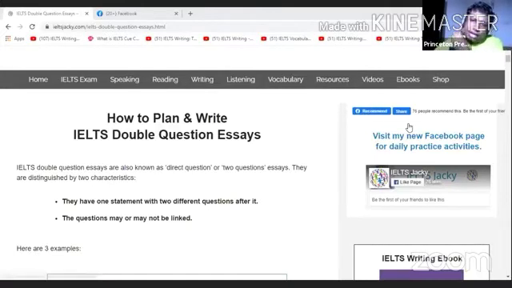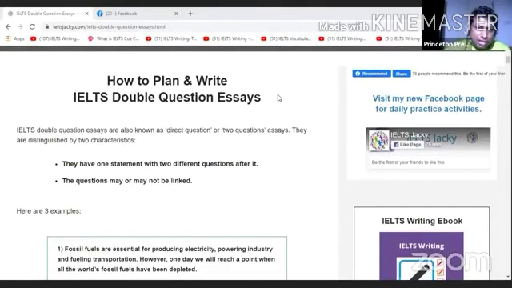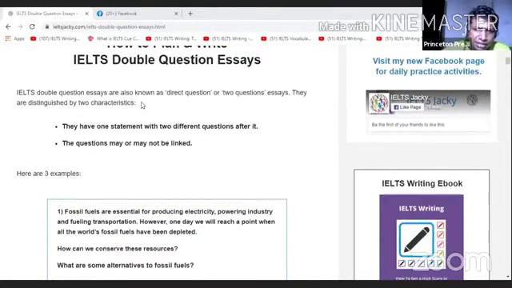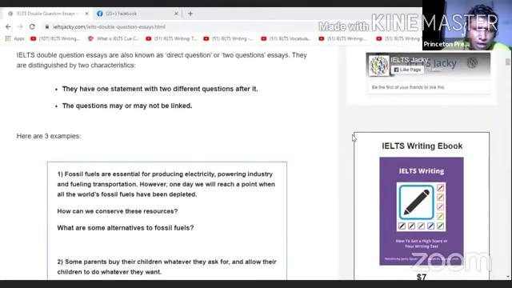Okay, let's read it together and understand how to plan and write this kind of essay, the double question essays. Double question essays are also known as direct question or two questions essays. If you get this kind of essay, it's better to write it in this way. Get my point? Otherwise, they think that you don't know how to write it. They're distinguished by two characteristics: they have one statement with two different questions after that.